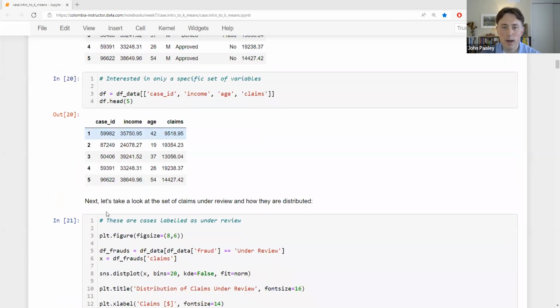So for our particular problem, we're going to focus in on just these three columns. Case ID is still there, but really just these three columns we care about. How much they make, how old they are, and how much they're trying to get.